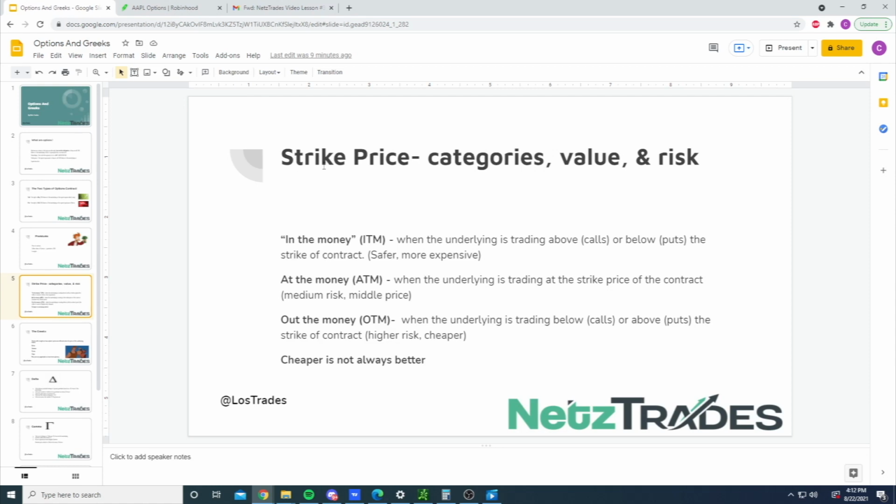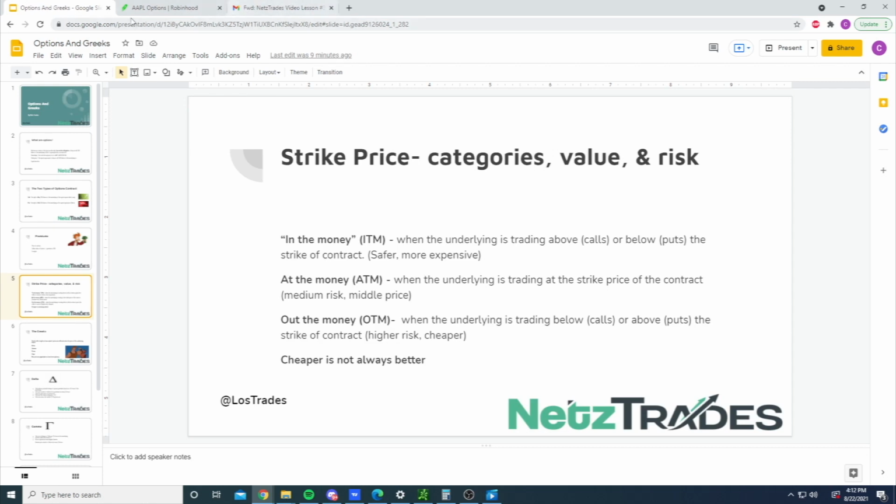These are riskier because if you were to buy them in a day trade where you flip the premiums of the option, the underlying has to move a lot more to get that out of the money contract closer to at the money or in the money, meaning the value of that has to go up. So that's why it's riskier. You have to remember that cheaper isn't always better.